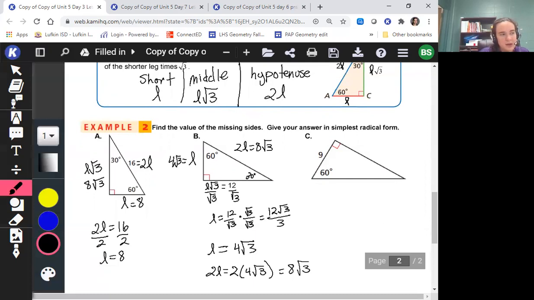And then our last one on the notes, again, label your triangle. It's still a 30, 60, 90 triangle. So we have L for our short side, L square root of 3 for our middle length side, and 2L for our hypotenuse. We've got L, so all we have to do is plug it in. So this is going to be 9 times the square root of 3, and then 2 times 9 is 18.